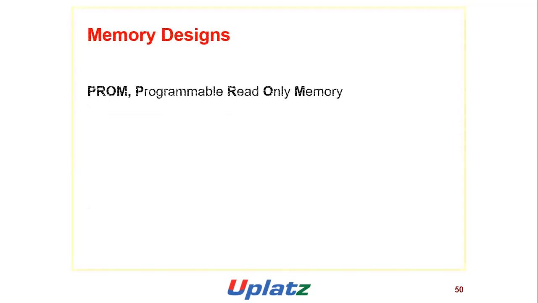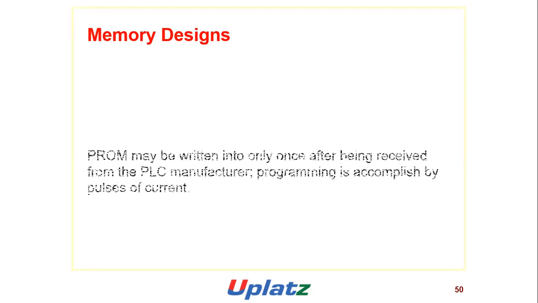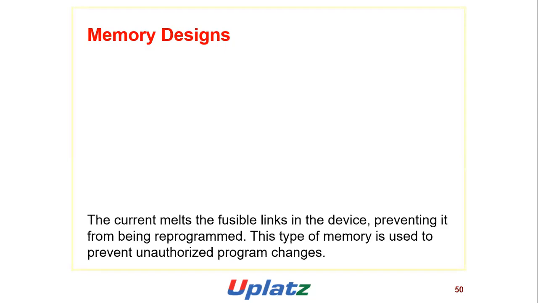Other types of non-volatile memory: PROM, programmable read-only memory, allows initial and additional information to be written to the chip. PROM may be written to only once after being received from the PLC manufacturer. Programming is accomplished by pulses of current. The current melts the fusing links in the device, preventing it from being reprogrammed. This type of memory is used to prevent unauthorized program changes.